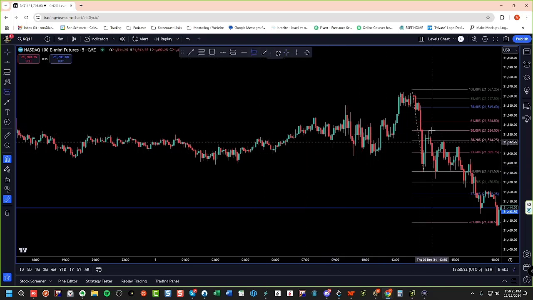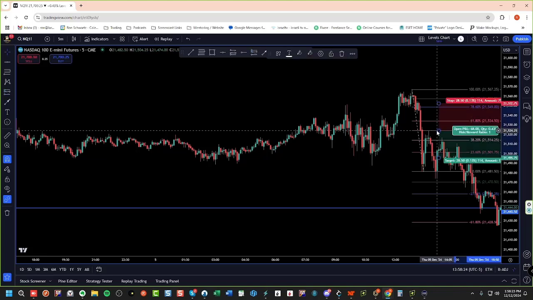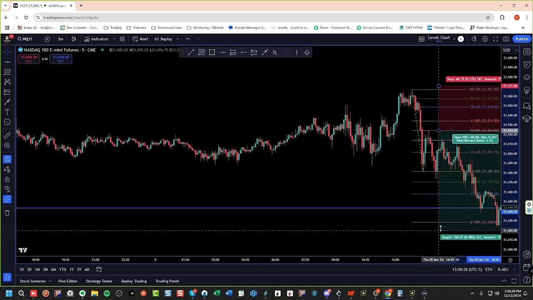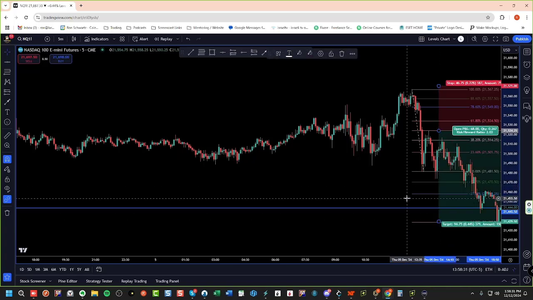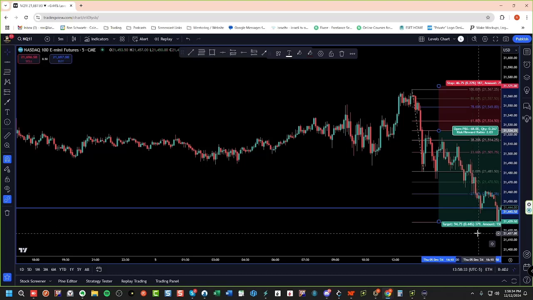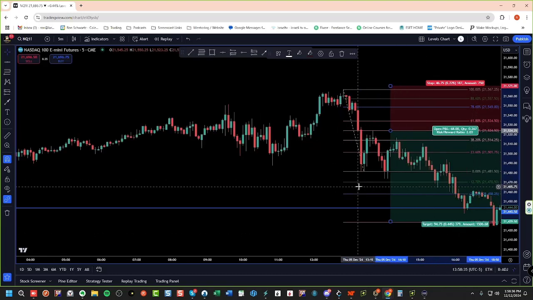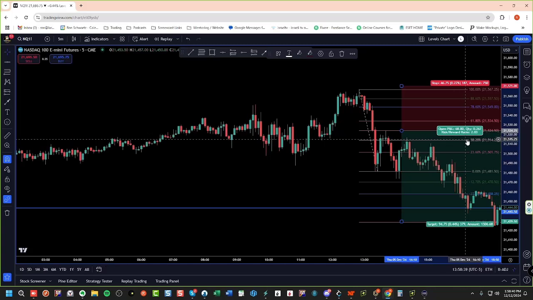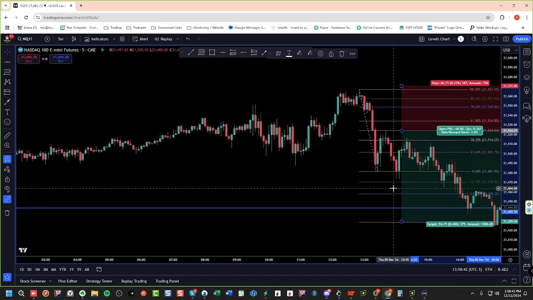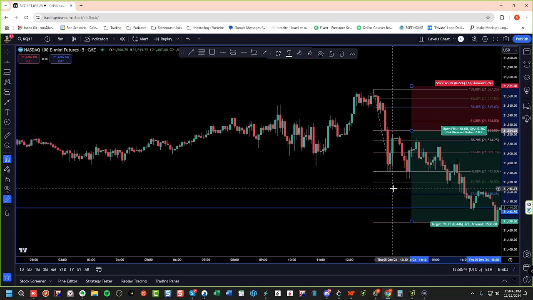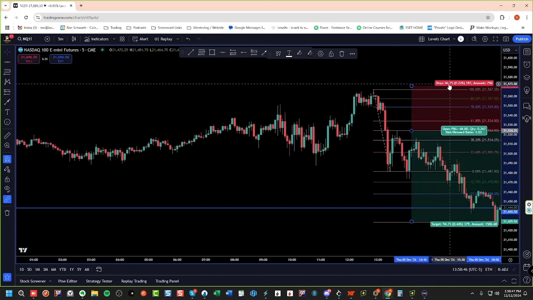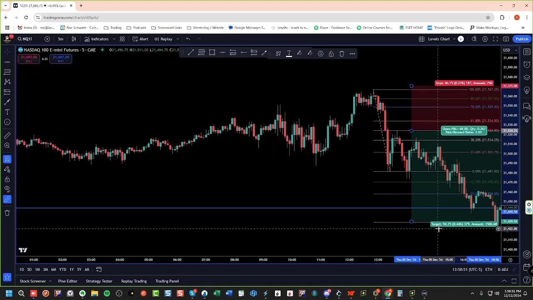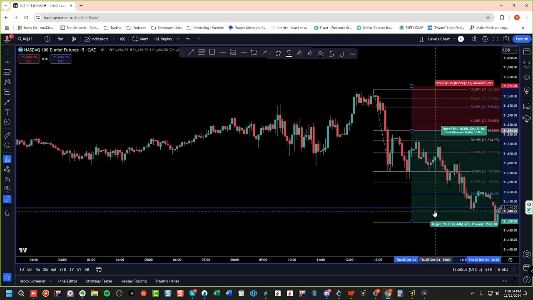So for example, if I got in, let's say here at the 50%, my stop would be here. My target would be here. I'm at a 2-to-1. So you've got basically a 47-point stop and a 94-point target.